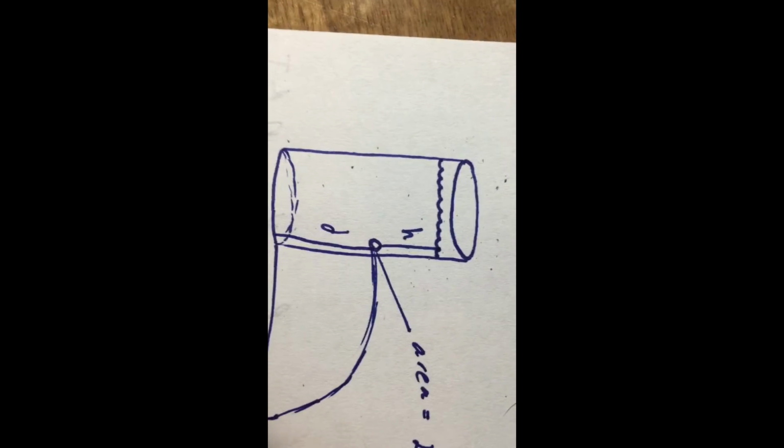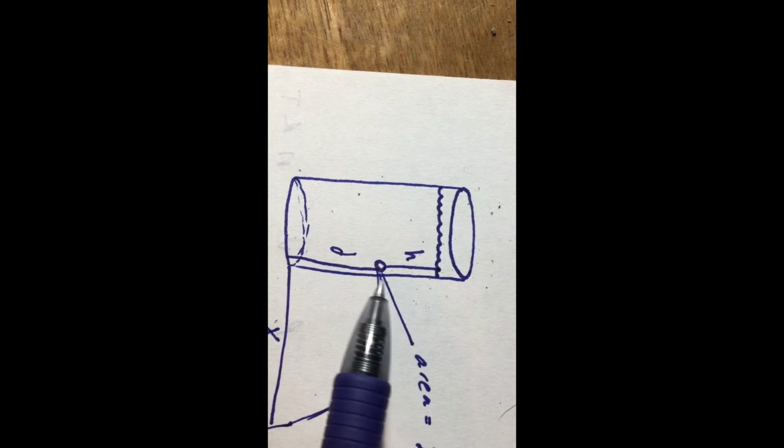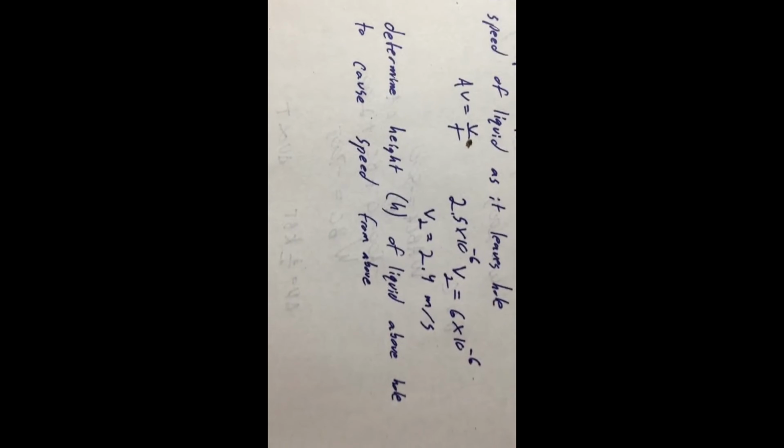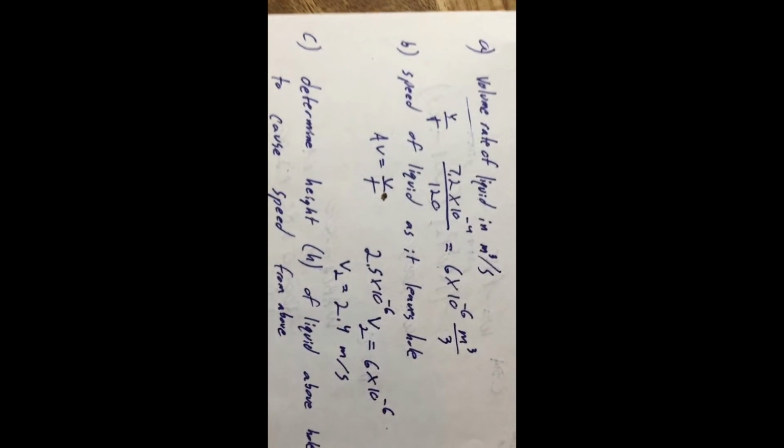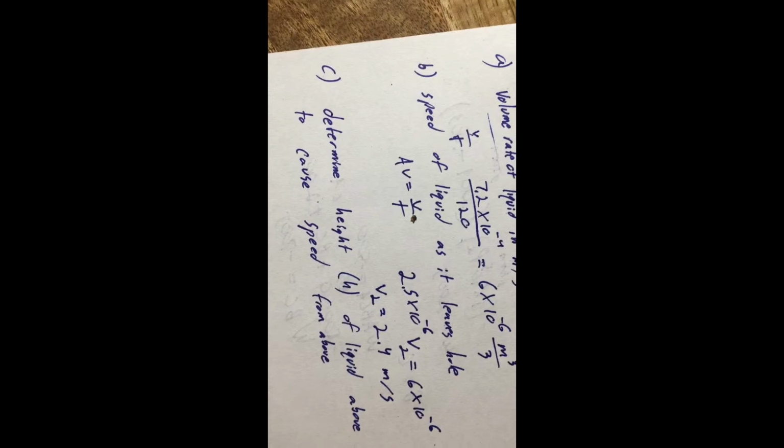Okay, part C. Determine the height h, which is this distance right here, the liquid level above the hole that causes the speed from part B, 2.4 meters per second. So to do that, we need to realize that this is a question where we can use the Bernoulli principle, which is that whole thing.